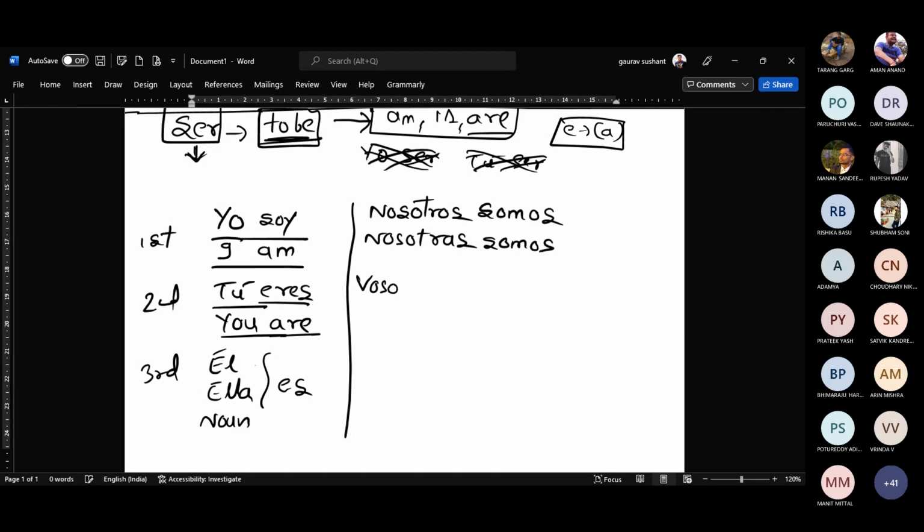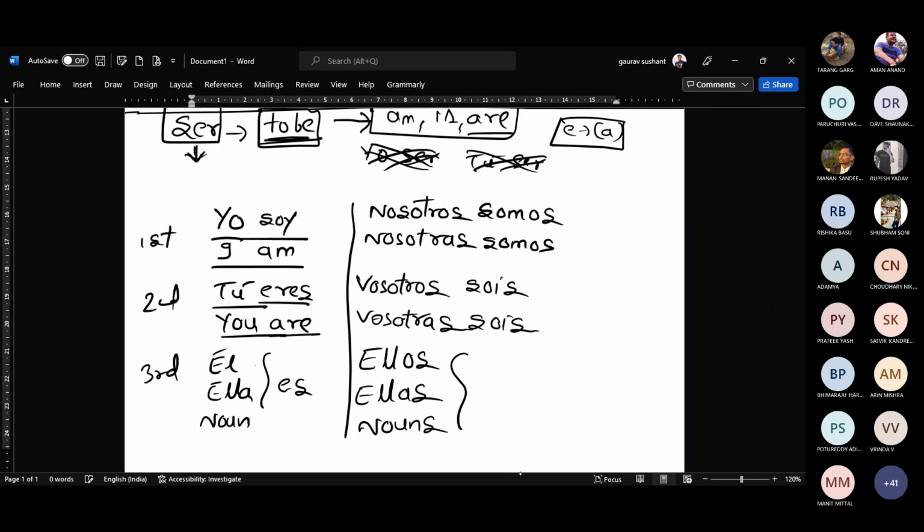Then comes the next one, vosotros or vosotras. With vosotros we use sois, and the same thing will happen with vosotras also, it will be sois. So the common form is there. Then comes the plural third person: ellos, ellas, and plural nouns. With all of them, the form will be son. So these are the forms.